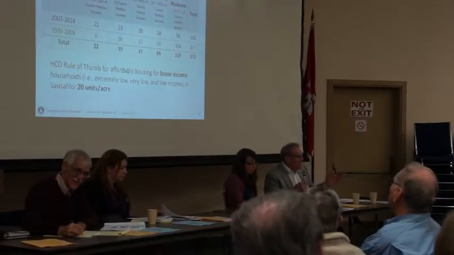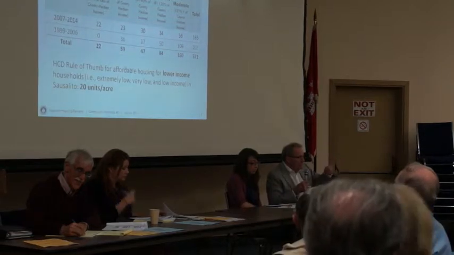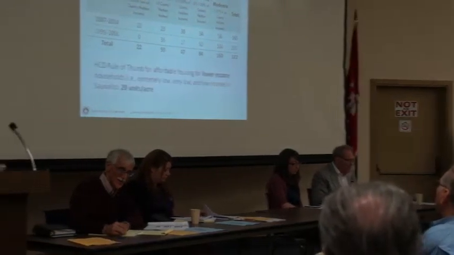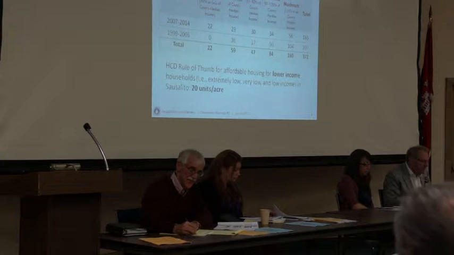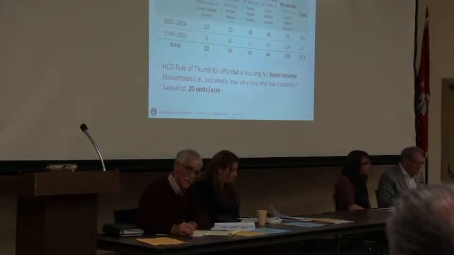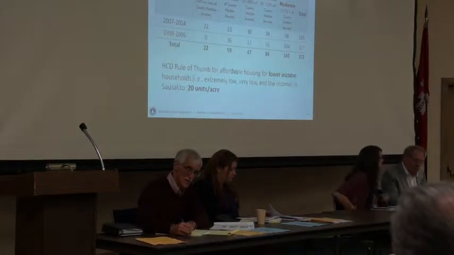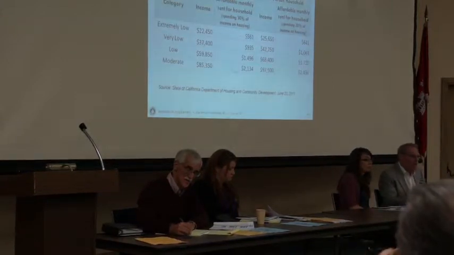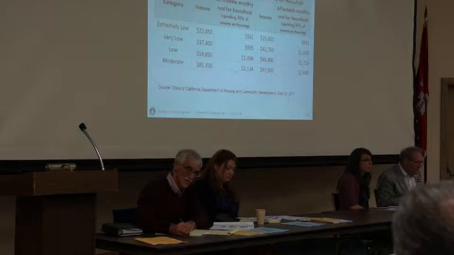So again, you're working with two sets of projections that have rolled up into a combined set of need numbers, and those are allocated according to these income groups. Now, what's the translation here in Sausalito?